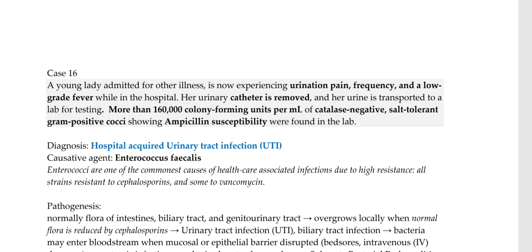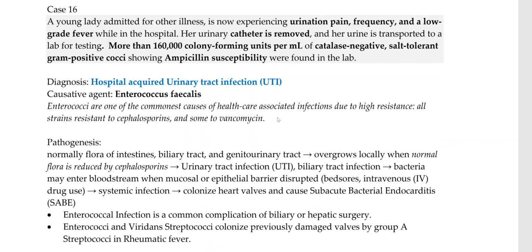So what is the pathogenesis of Enterococcus? Basically, these are the normal flora of intestine, as the name itself suggests. Entero means intestine, but they are also present in biliary tract, genitourinary tract. So they overgrow locally when normal flora is reduced by broad spectrum antibiotics such as cephalosporin. And then they can cause urinary tract infection or biliary tract infection.